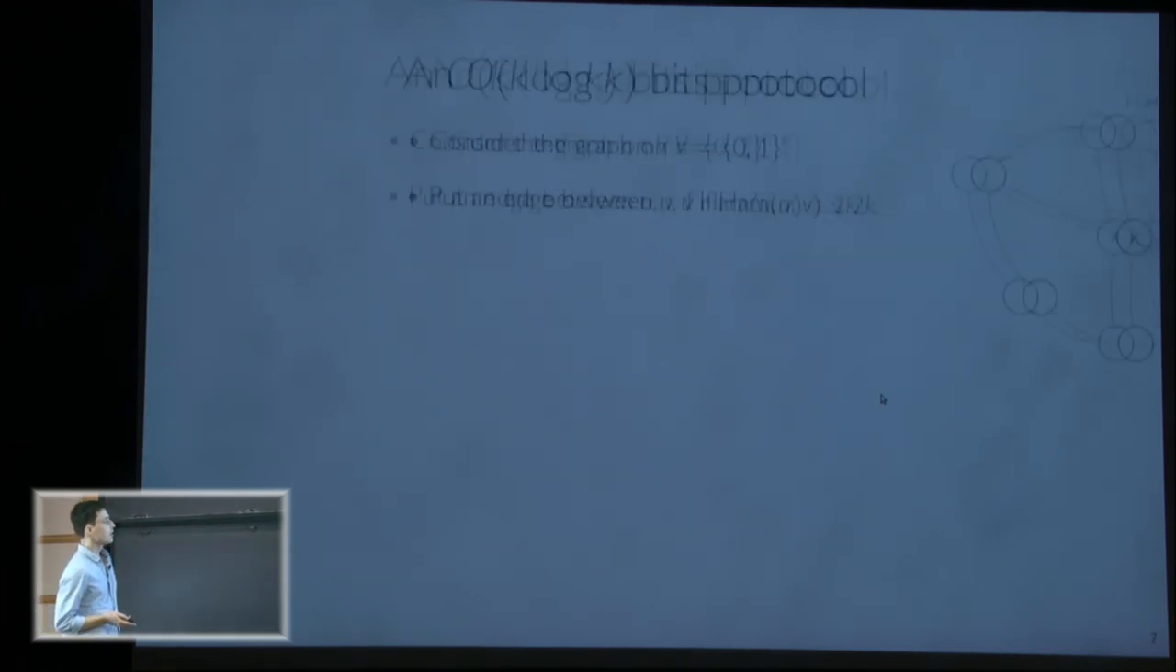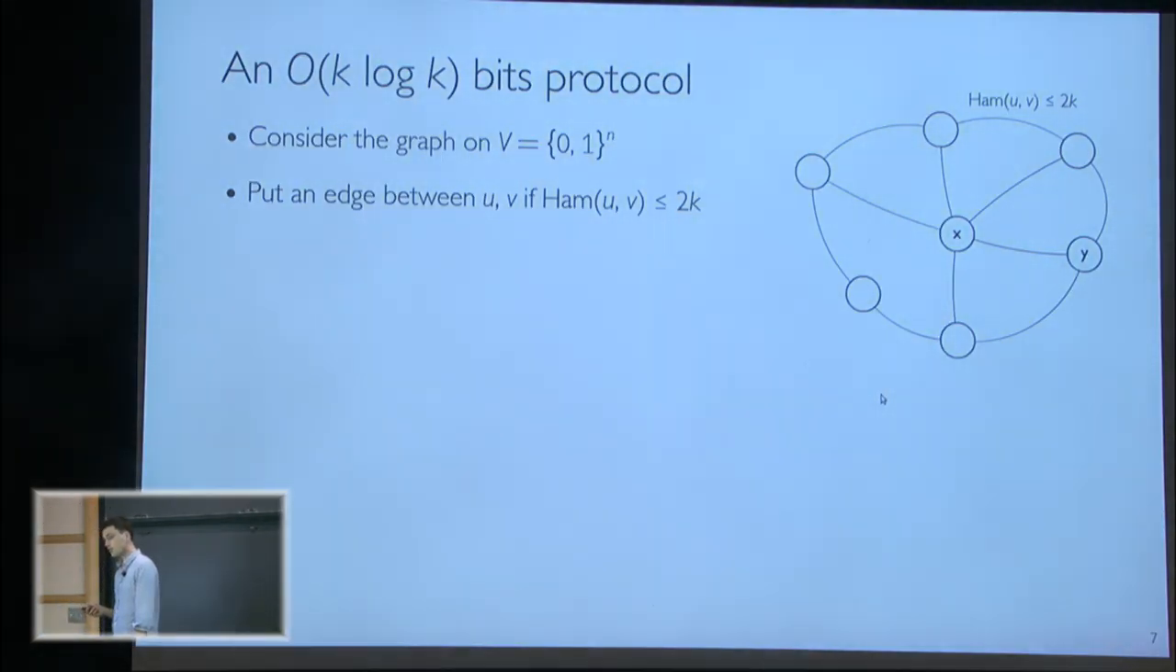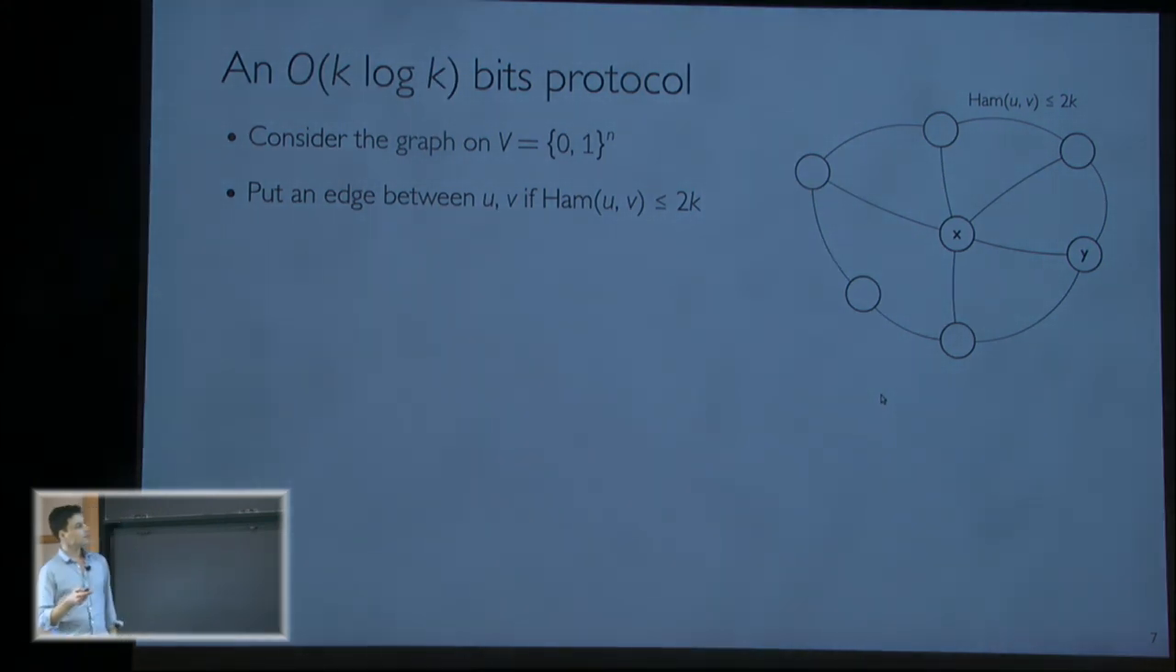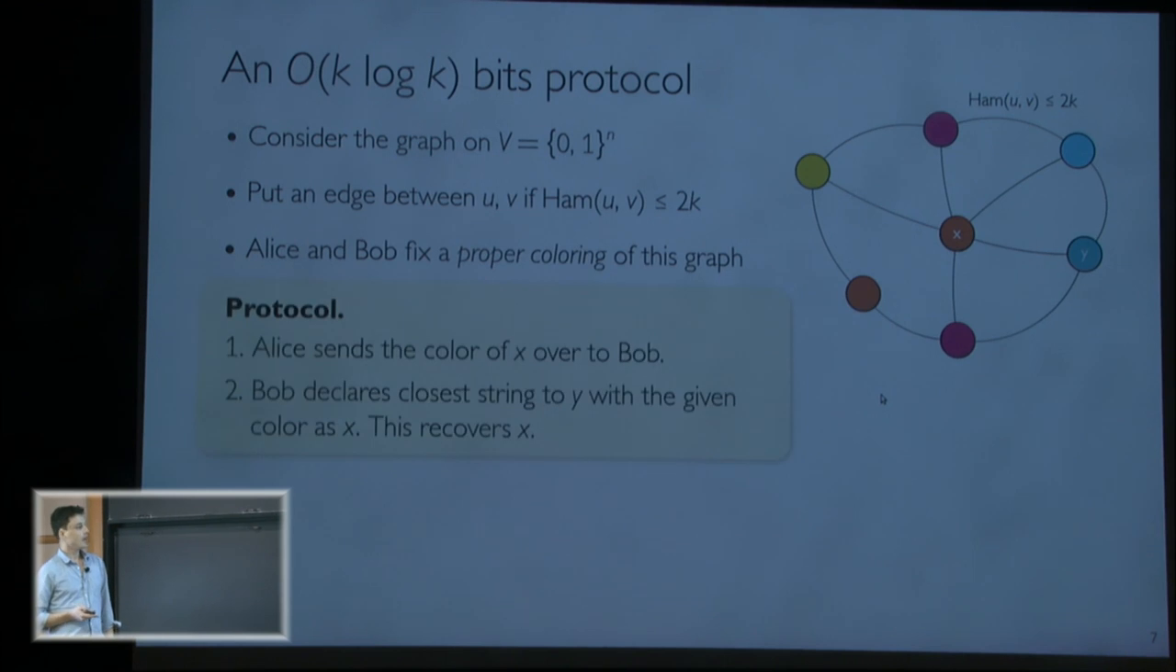All right. So let's see the optimal k log k protocol, which is, as far as I know, folklore and not too difficult. So consider the graph on the bit strings. And unlike the Hamming graph, we place an edge between u and v if their Hamming distance is at most 2k. And Alice and Bob fix a proper coloring of this graph. And the protocol is this. Alice just sends the color of x, her string, over to Bob. And then Bob declares the closest string to y, his string, with the given color as x.